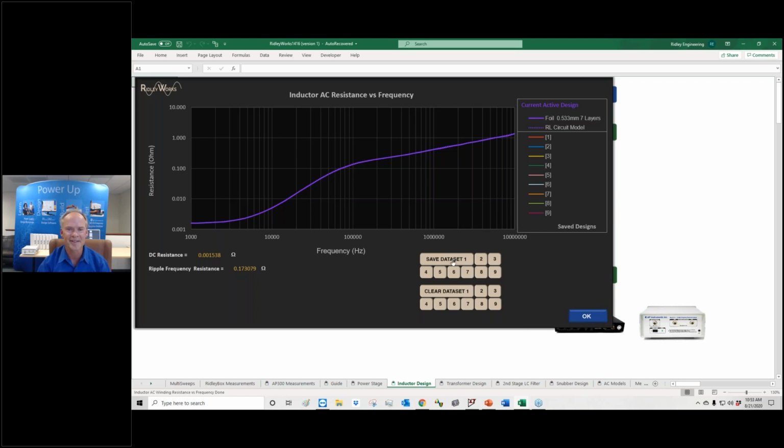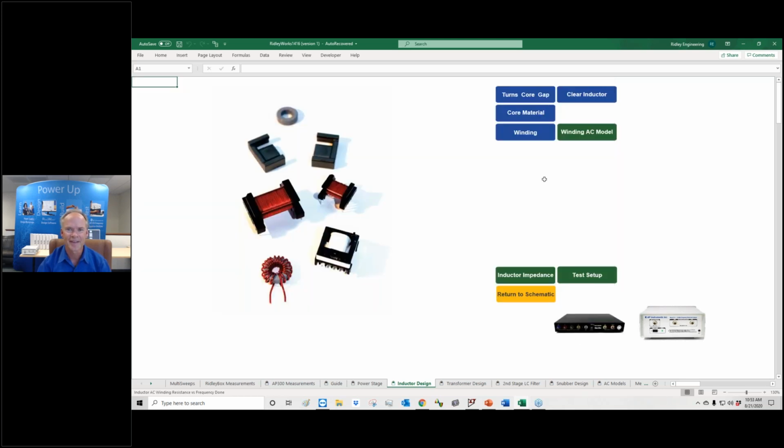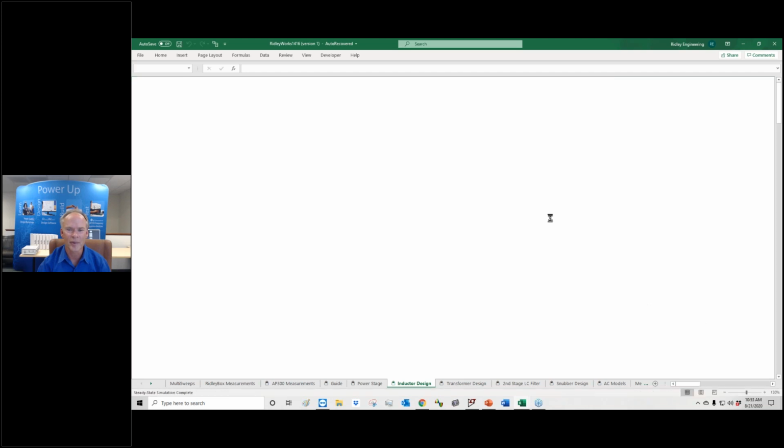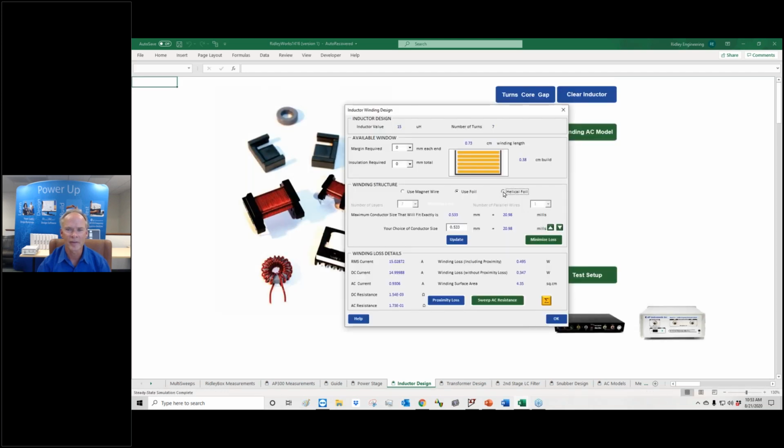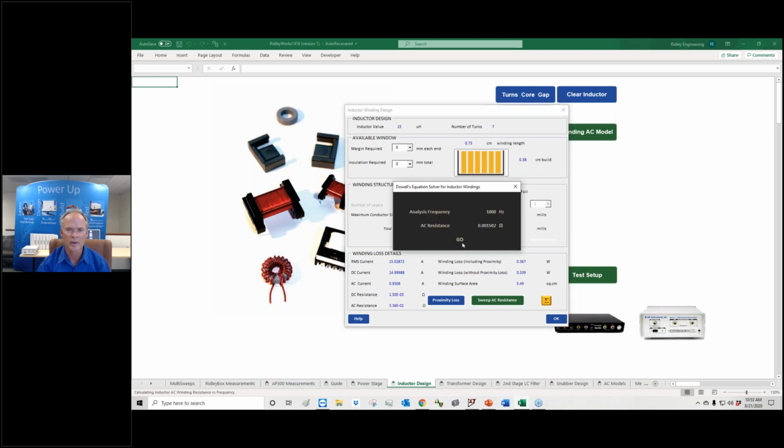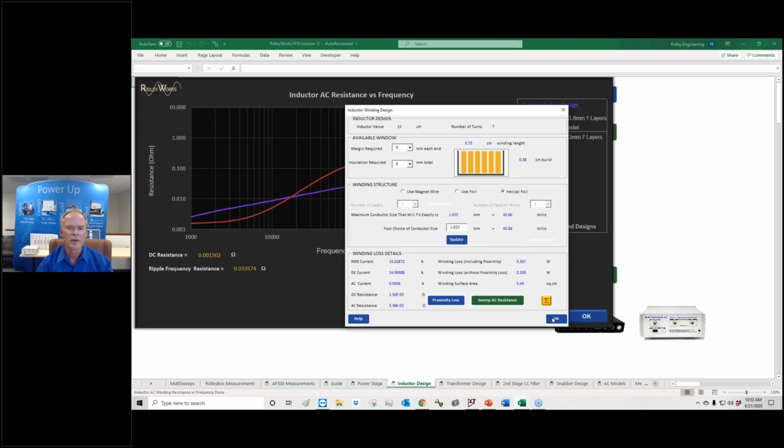So I've lost that one, so maybe save that. Let's sweep the other winding again, just one more time. Helical foil. Sweep AC resistance, go. Solving Dowell's equation for inductor winding. 10 kilohertz, 100 kilohertz, 1 megahertz, 10 megahertz. Solution complete.